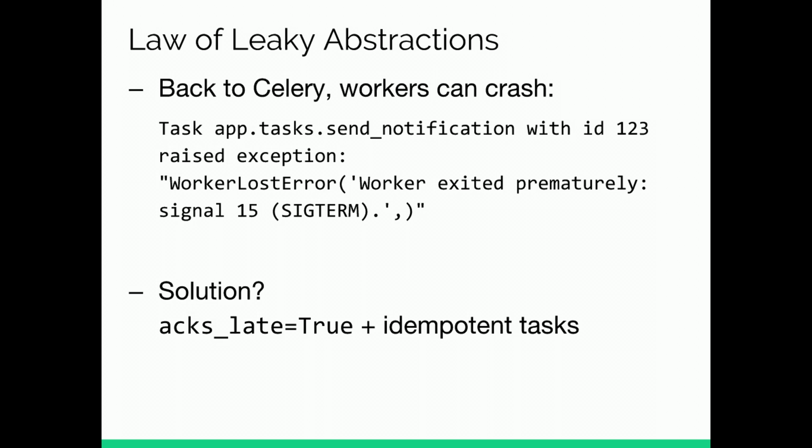So if a worker crashes, you can start it again, and you can run tasks that were interrupted in the middle again. So this is all very complicated, but that's because it's a leaky abstraction. It's an abstraction that Celery couldn't take away from you. It's a thing about how tasks work that Celery can't abstract from you.